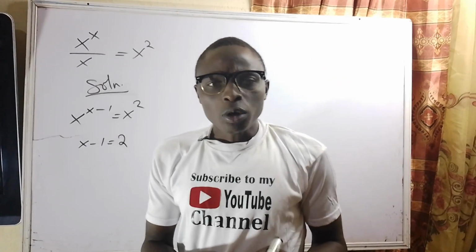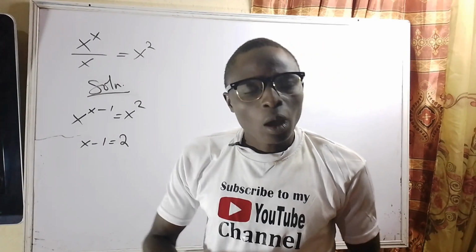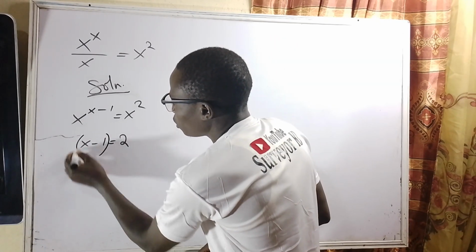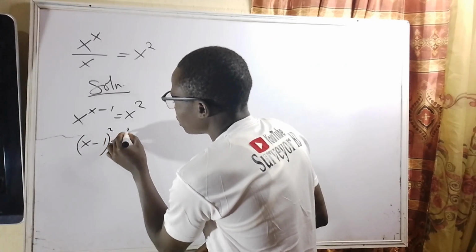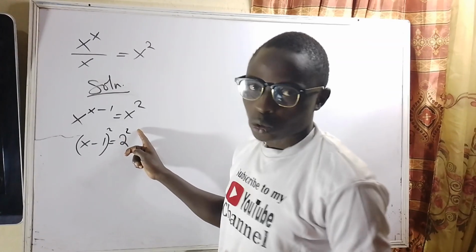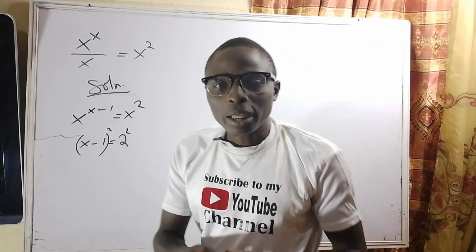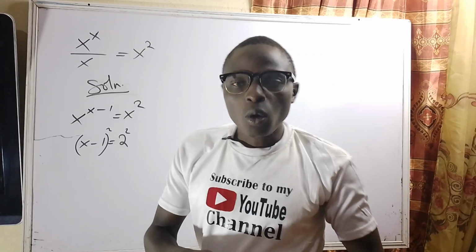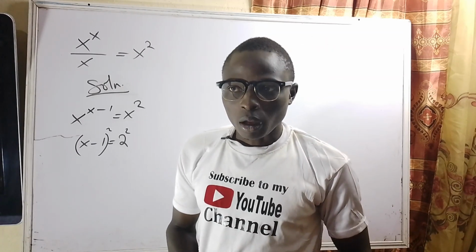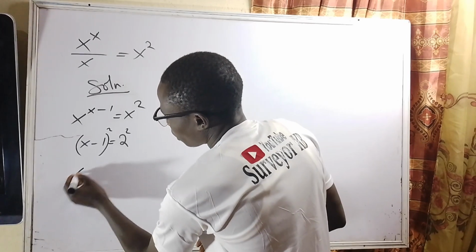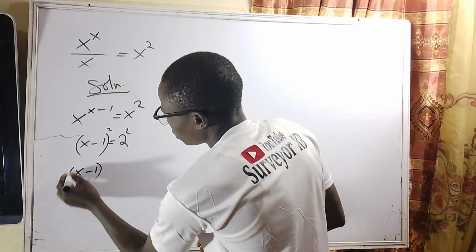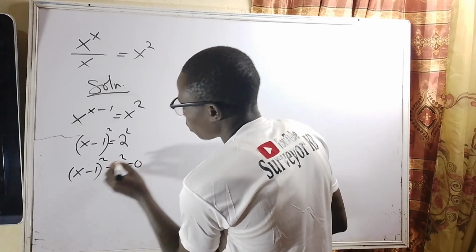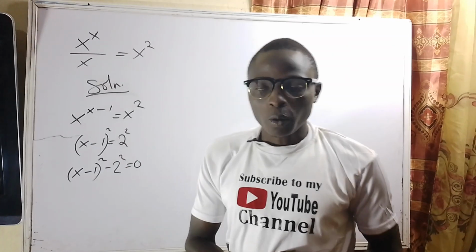So in order to have all the solutions, I want to square both sides. To square both sides, that means this will be squared and this will also be squared. I want to make everything equal to 0 because we are looking for all the possible solutions. So x minus 1 squared minus 2 squared is now equal to 0.